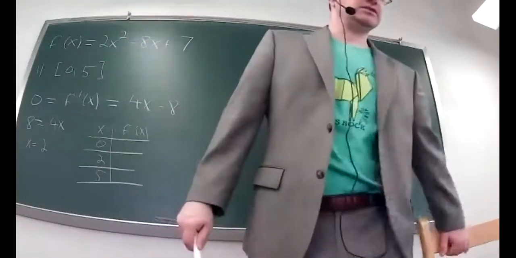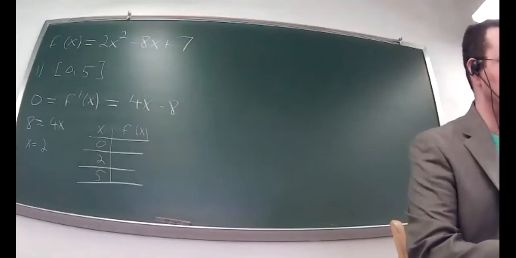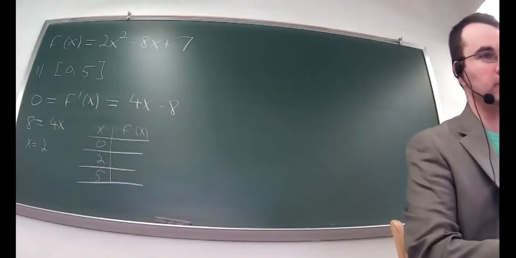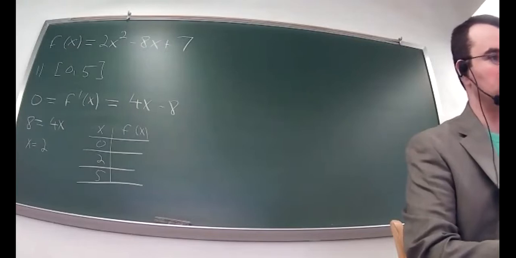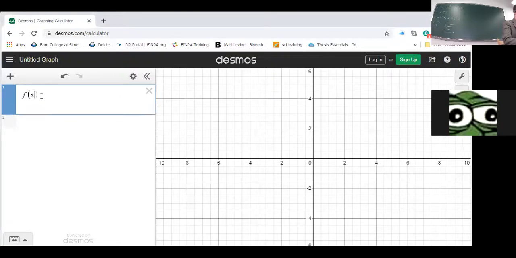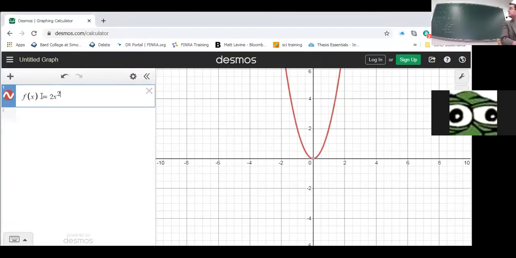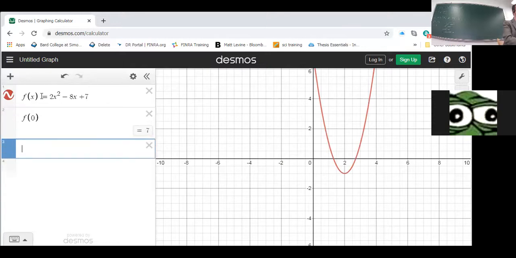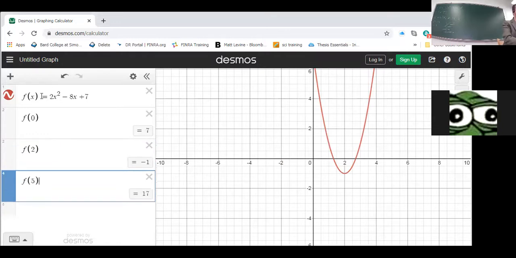Maybe I'll just use Desmos to do that. Let's take f of x equals 2x squared minus 8x plus 7. f of 0 is 7, f of 2 is -1, and f of 5 is 17. So 7, -1, 17.